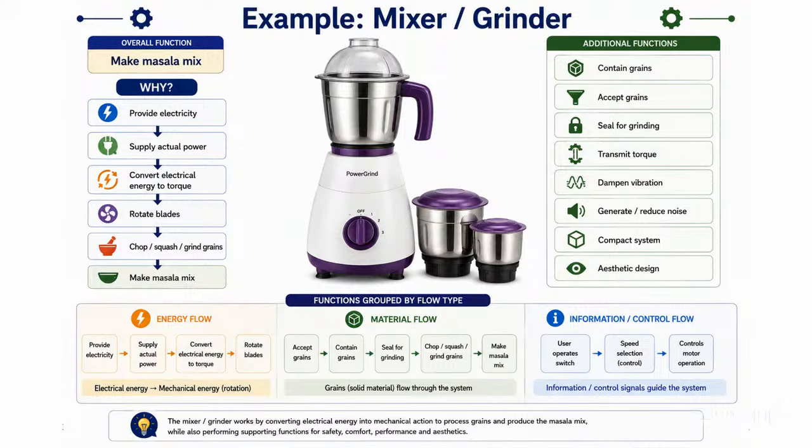What you need to do: you take the grains, you accept it, you seal the mixie, and then you transmit the torque. After that, you produce the grounded grains or the masala, but at the same time you generate noise, and you also produce some vibration. So these are all parallel outputs. So for this you need to do the flow diagram, that is energy flow, material flow, and information flow.